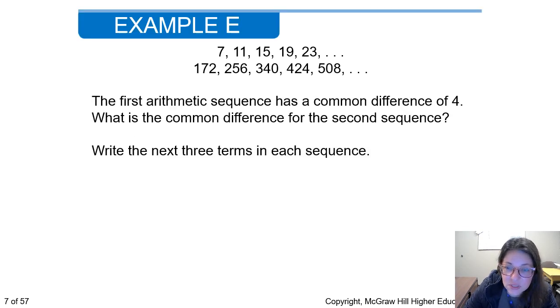Right, the first sequence has a common difference of 4. 7 plus 4 is 11, plus 4, plus 4, plus 4. What is the common difference for the second sequence? So we would need to subtract these. Write the next 3 terms in each sequence. So if we're going to add 4 each time to the first one, we're going to get to 27, 31, and 35.